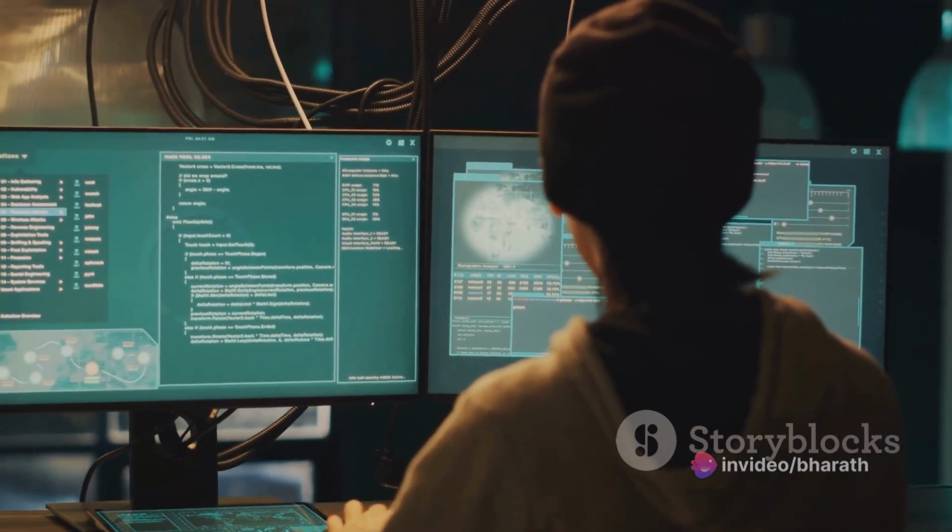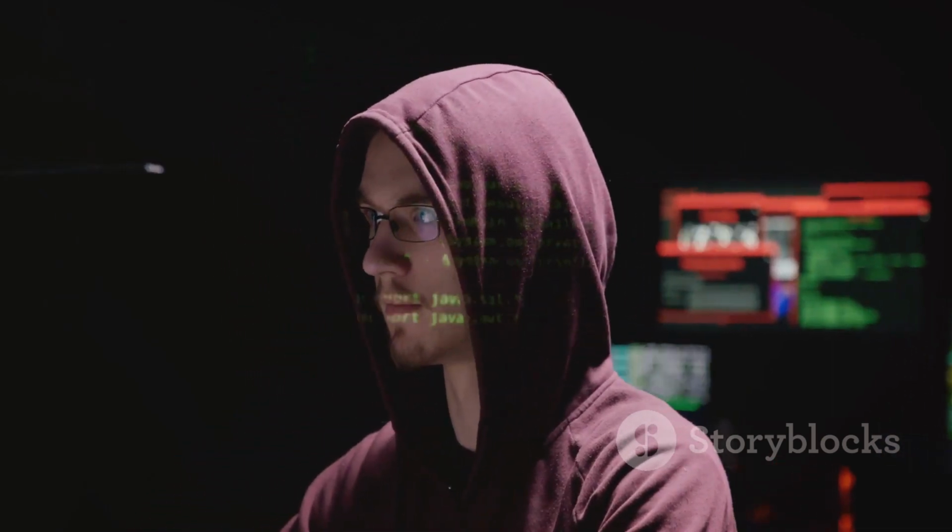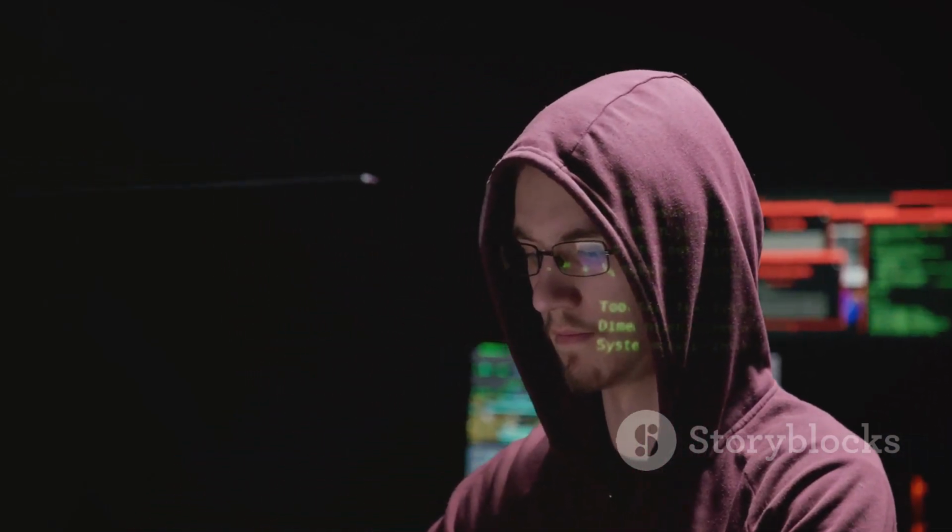Stay vigilant, keep your components updated, and always be aware of the risks. Remember, your application's security is only as strong as its weakest link.